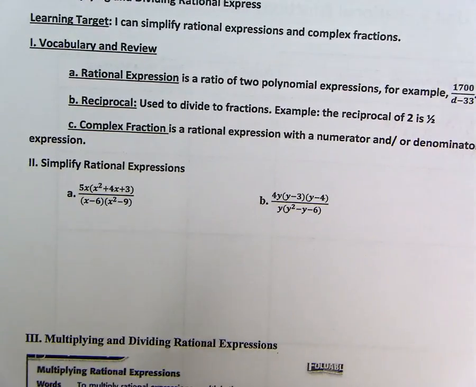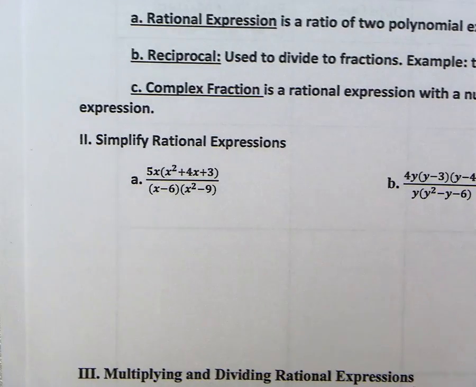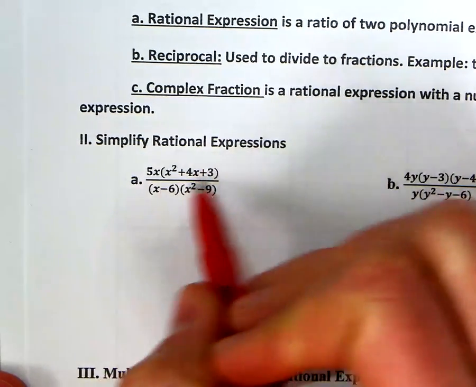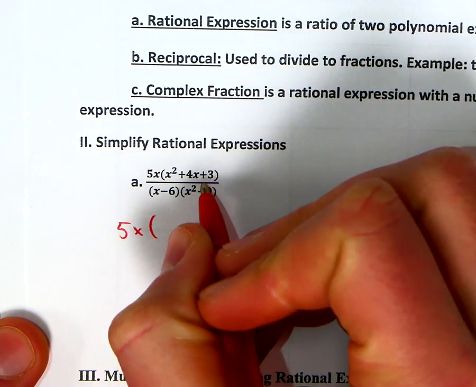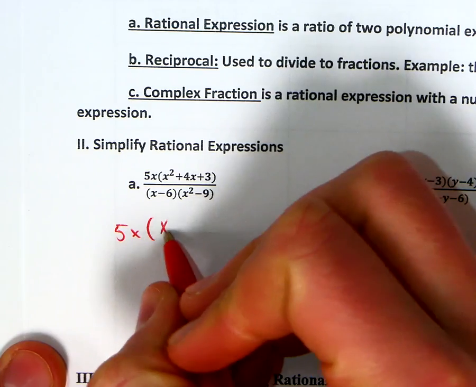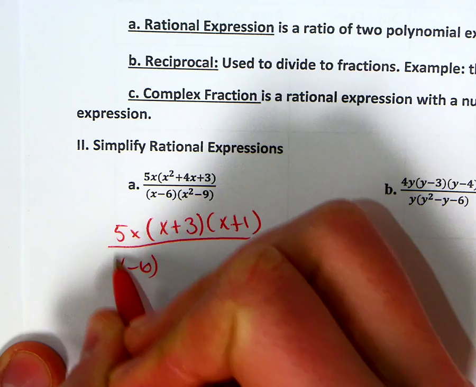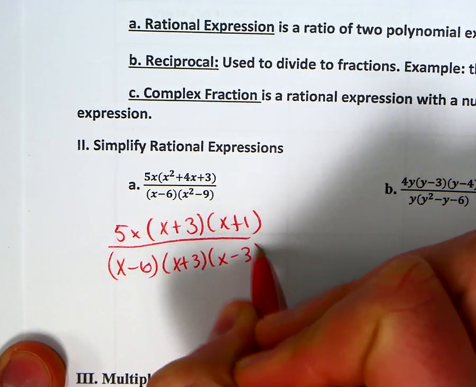But the biggest thing we're going to need to know for this section, this chapter, is all about factoring and then being able to cross things out. So if you look at A, you have 5x, and then there's x squared plus 4x plus 3, and on the bottom we have x minus 6, and then x squared minus 9. I can factor this. Every time I see this x squared, I'm going to try to factor it. So we have 5x, and then what two numbers multiply to 3 and add to 4? We have x plus 3 and x plus 1. Divided by x minus 6, that's just from there. And then x squared minus 9 is x plus 3, x minus 3.